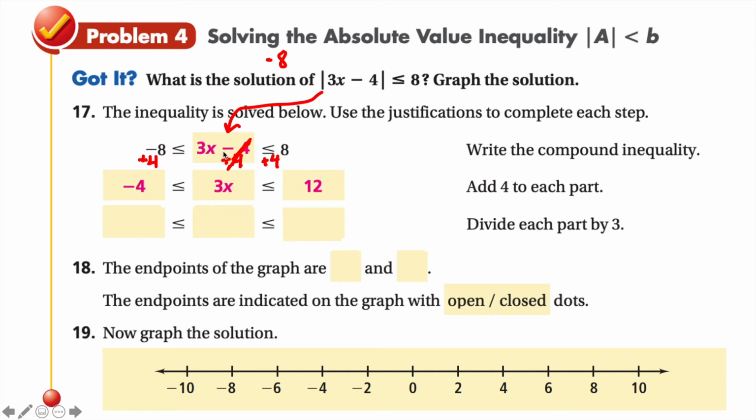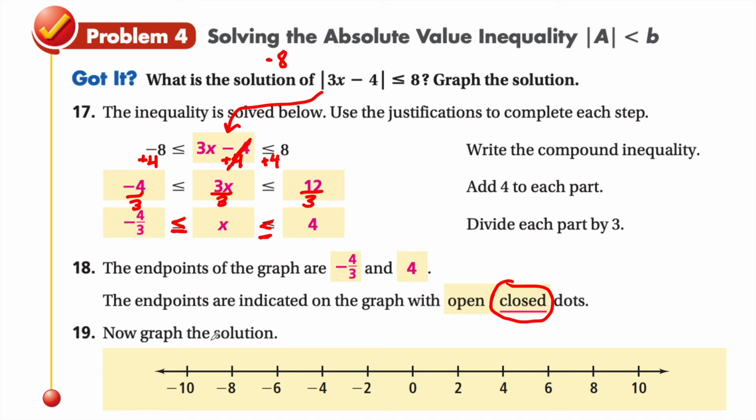Now, just like we did before with adding 4 to every spot, we're going to divide by 3 to each position. When you divide by 3, you'll get a negative 4 over 3 is going to be less than or equal to the x, which is less than or equal to 12 divided by 3, which is 4. So the endpoints of the graph are going to be the lowest number and the highest number. So it's going to be the negative 4/3 and the 4. The endpoints are going to be indicated with a closed dot. And the reason it's going to be closed is because it's going to be the equal to portion, right? So it's going to be less than or equal to.